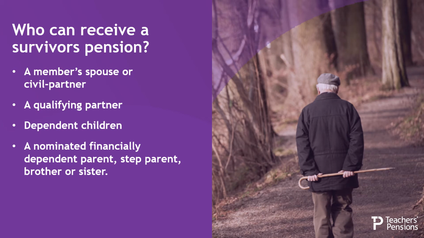17 or up to the age of 23 if they're in full-time education. If fully incapacitated and not wholly maintained by the state, a child pension will continue to be paid beyond the age of 23, and a nominated financially dependent parent, step-parent, brother or sister, provided they are unmarried or widowed. If they marry, register as a civil partner, or start to live with another person as if they are a married couple or civil partners, their nomination will end.